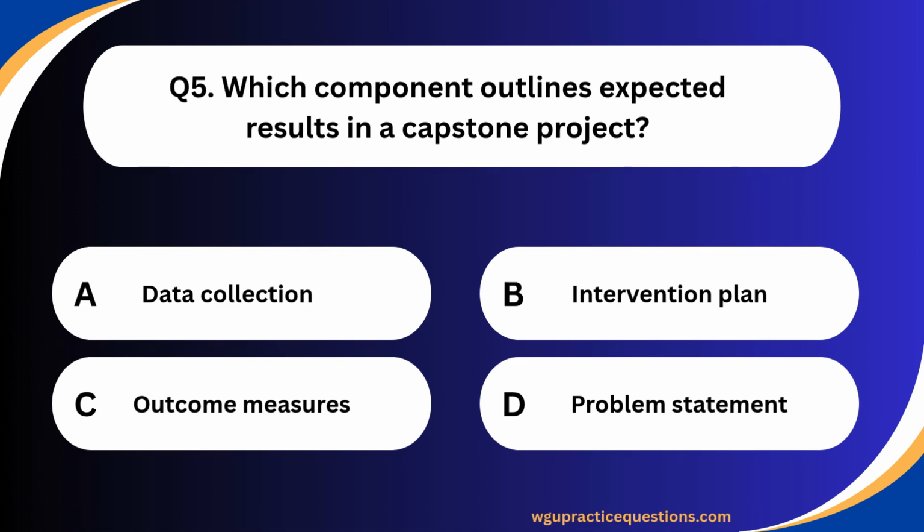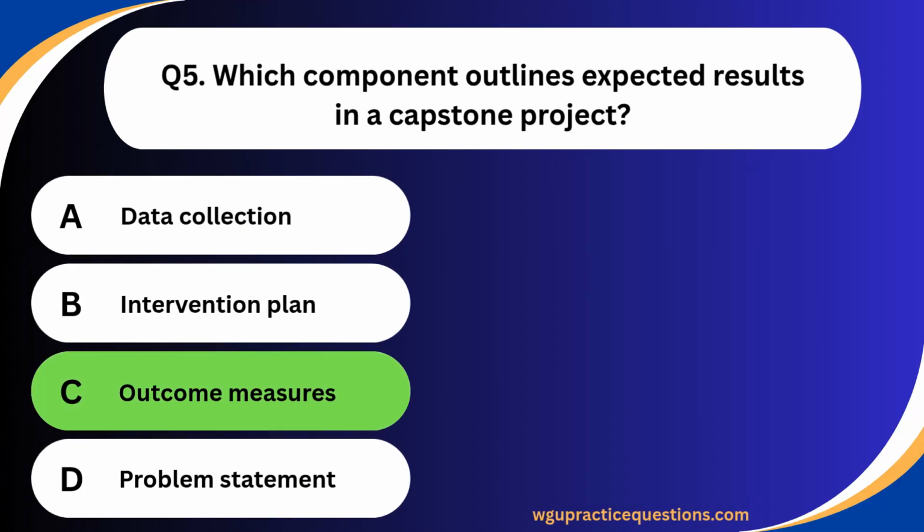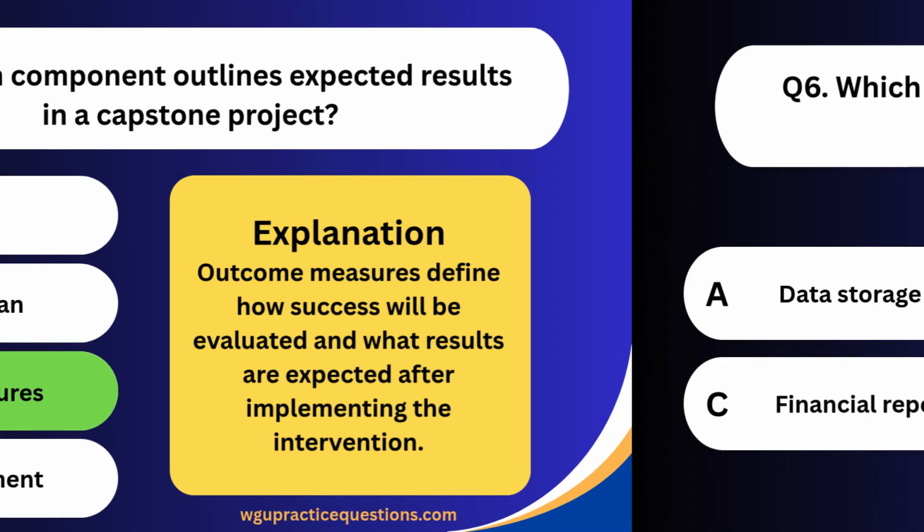A. Data collection. B. Intervention plan. C. Outcome measures. D. Problem statement. Which one is the correct answer? The correct answer is C. Outcome measures. Explanation. Outcome measures define how success will be evaluated and what results are expected after implementing the intervention.